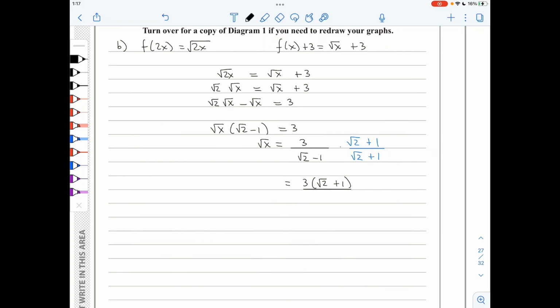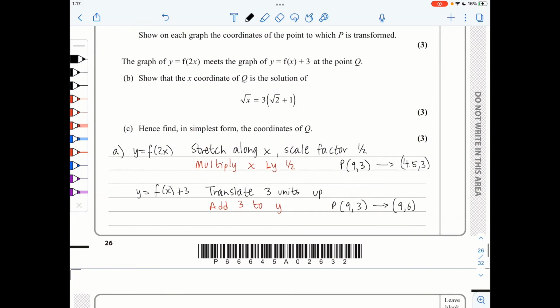And the denominator, well, the root 2 times root 2 is 2. The middle terms get cancelled out because it's the difference of two squares. And then you've got minus 1. So it's 2 minus 1. Therefore, root x is 3 brackets root 2 plus 1 as required. So that was part B. And then in part C, hence find in its simplest form the coordinates of Q.